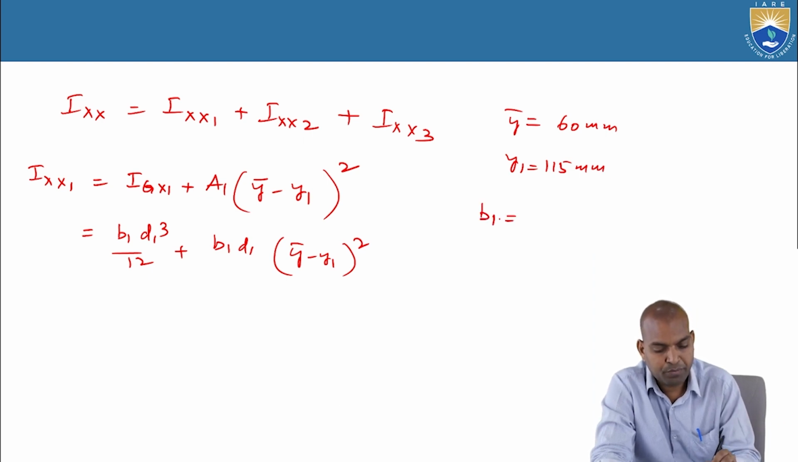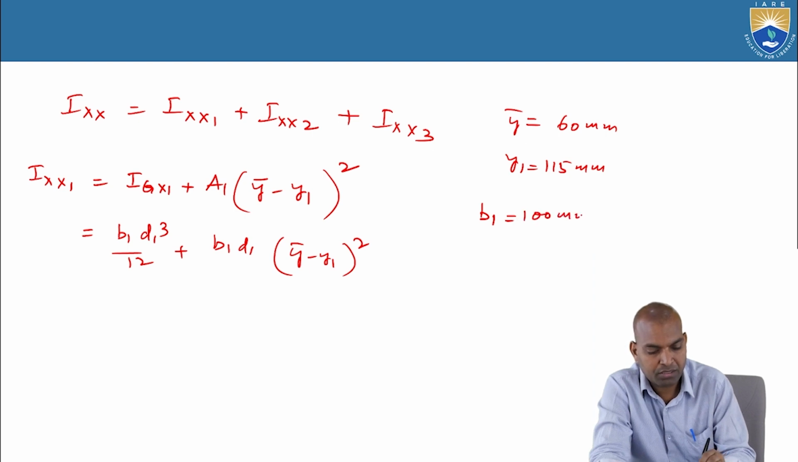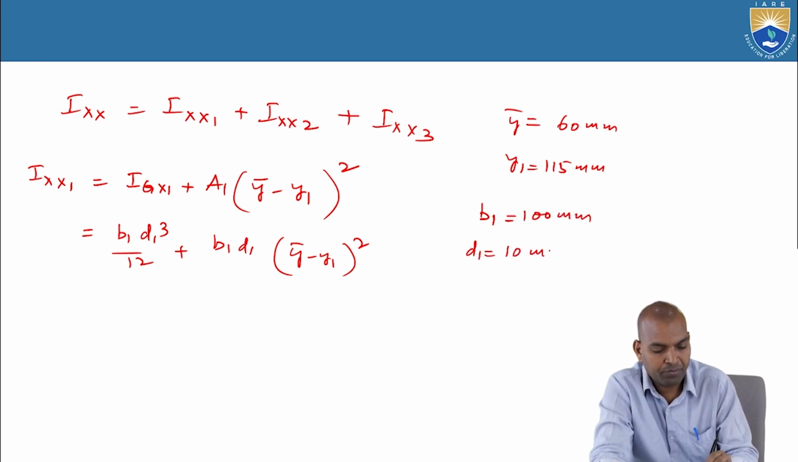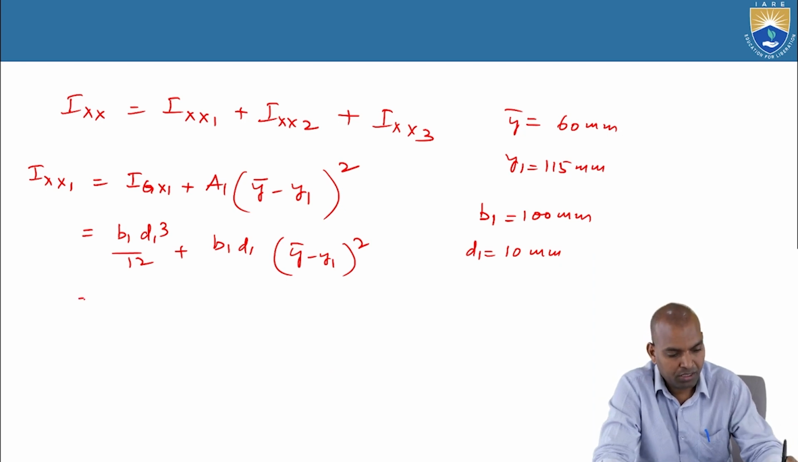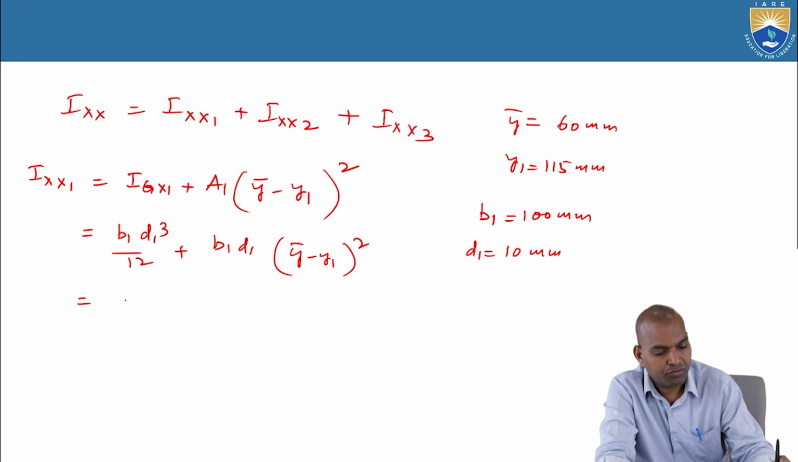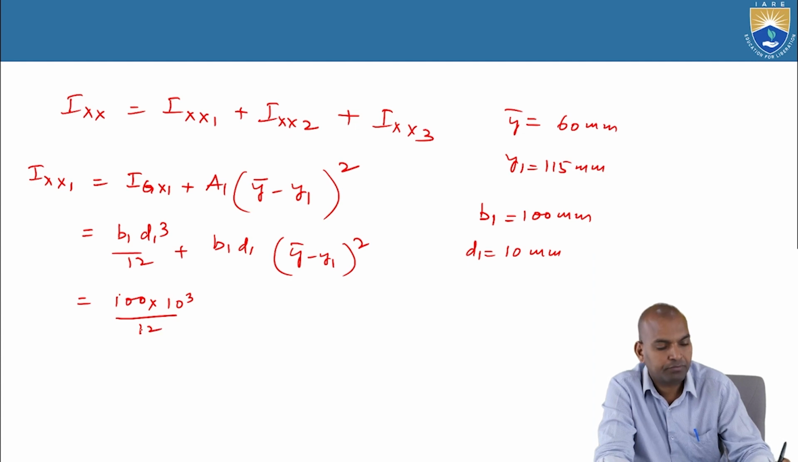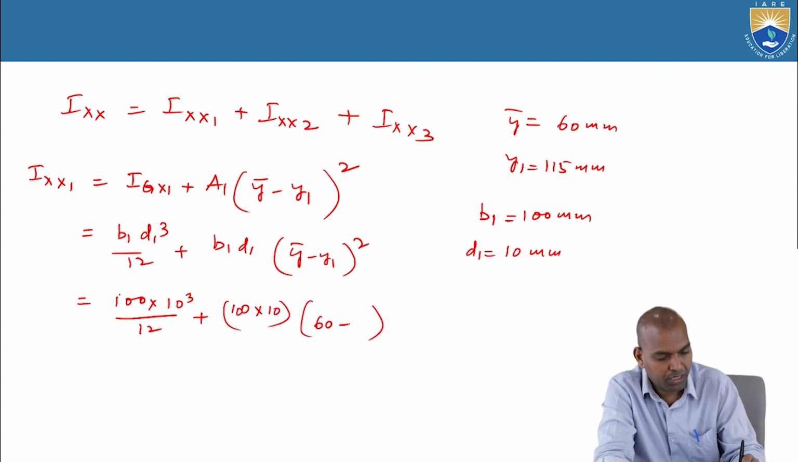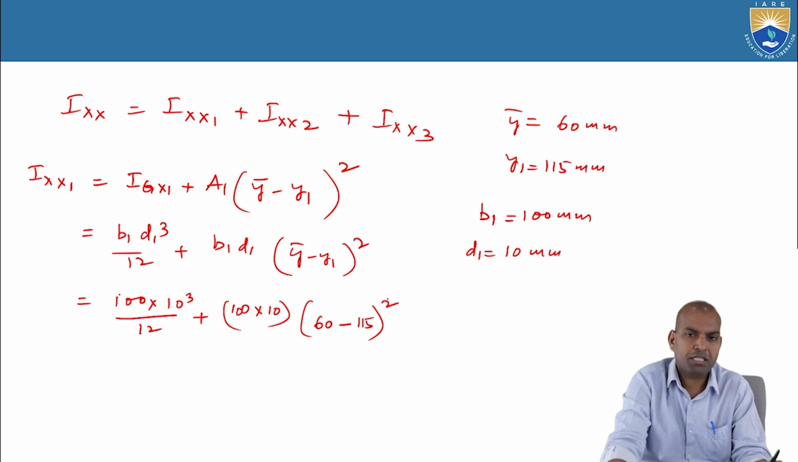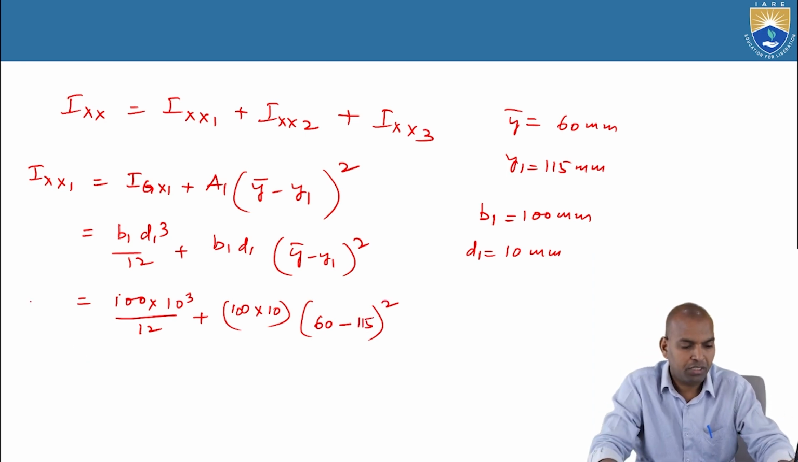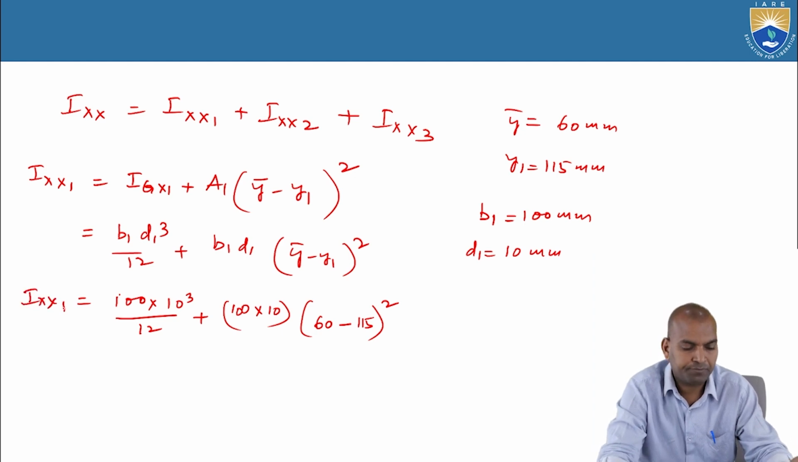And B1, what is the B1? Width 1, that is 100 millimeters. What about D1? That is 10 millimeters. Substitute here Ixx1. Now Ixx1 equal to B1 D1 cube by 12. Alright, that B1 is 100 millimeters, D1 is 10. 10 cube by 12 plus B1 D1, 100 into 10, times bar y 60 minus y1 115 whole square. It is negative, because of the squaring it becomes positive. Thus we will get Ixx1.